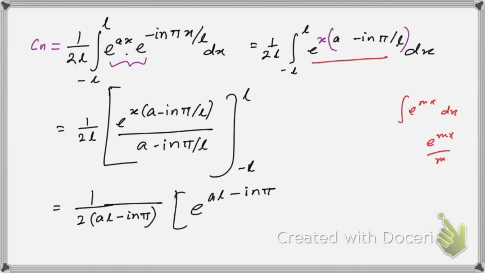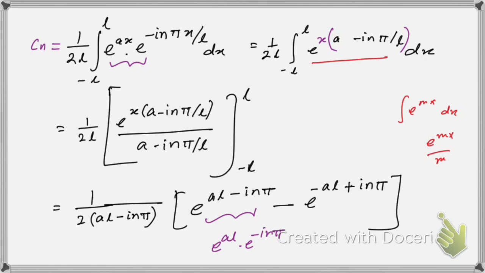L will be cancelled. Then, if you put the lower limit minus L, your result should be like this: minus AL plus i n pi, right? That's what you will get. And from here you can write this term as e to the power AL minus e to the power AL into e to the power minus i n pi, right? And this one can also be written as e to the power minus AL times e to the power i n pi. That's what we can write.